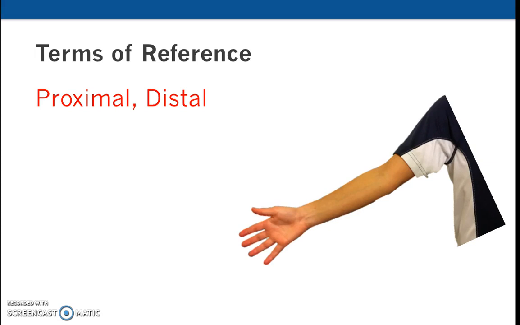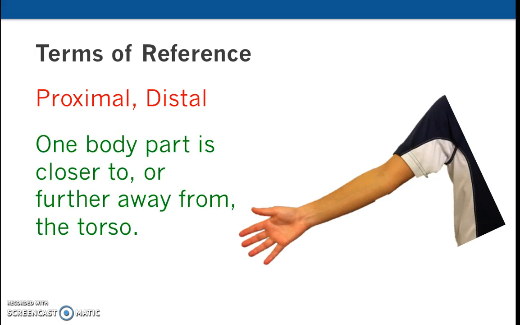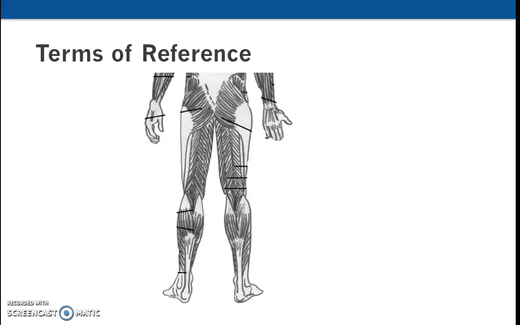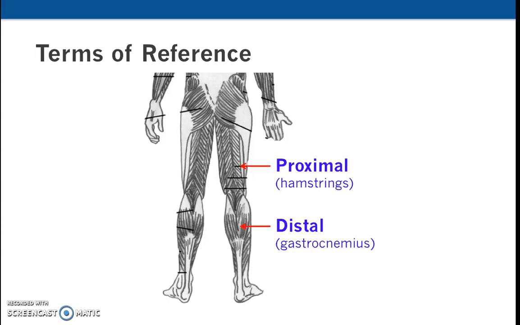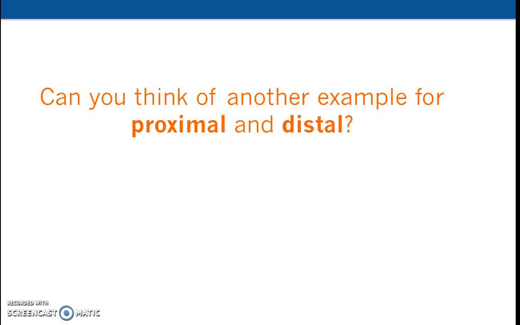Proximal and distal are terms of reference that describe if one body part is closer to the torso as compared to another body part. These terms are usually used to describe points along the arms and legs. For example, my elbow is proximal to my wrist, and my wrist is distal to my elbow. An example using muscle terminology: my hamstrings are more proximal than my gastrocnemius, and my gastrocnemius is more distal than my hamstrings. Pause the video and think of another example of proximal and distal.